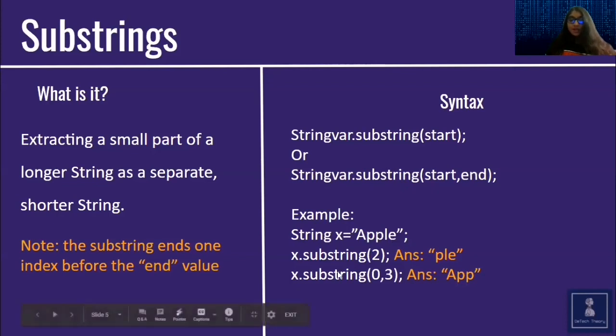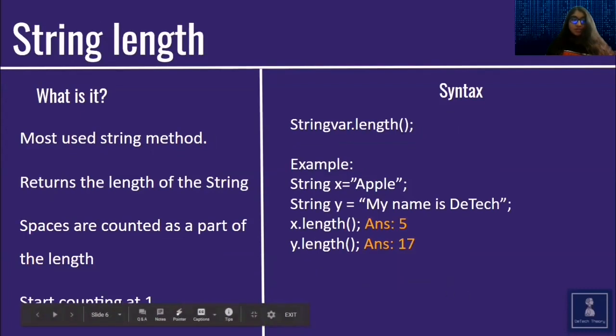Then we go on to x.substring(0, 3). And remember we said about the last ending index not being included. So what will only be included in this particular substring is the indexes 0, 1, and 2. So let's go here, index 0, 1, and 2. So the substring will contain APP.